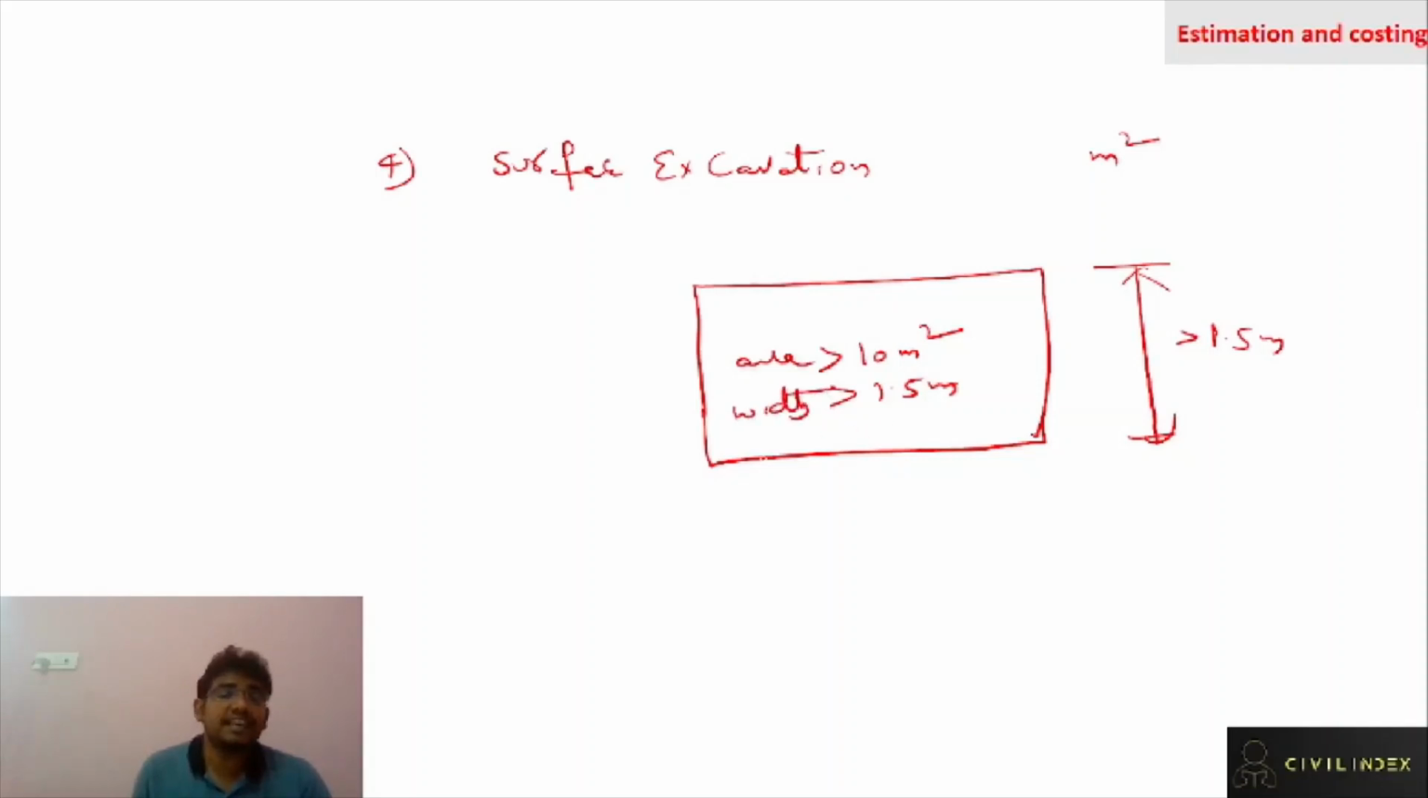And in this case, if the depth is less than 30 centimeters, then it is called a surface excavation. And for this surface excavation, the unit of measurement is the square meter.